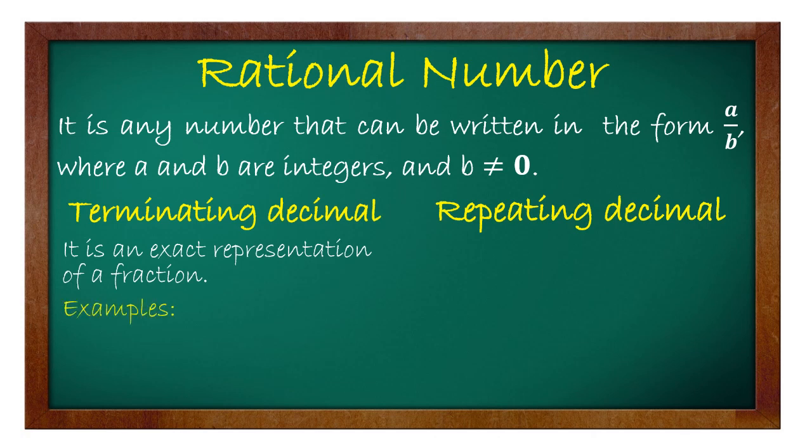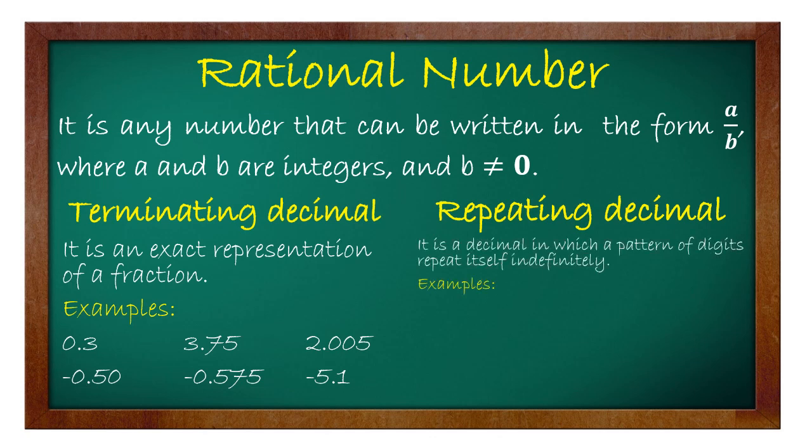So for example, meron tayong 0.3, 3.75, 2.005, negative 0.50, negative 0.575, negative 5.1. So, kung mapapansin mo yung decimal natin, eksakto, as is na decimal siya. Pero pag sinabi natin yung repeating decimal, from the word itself, repeating, ibig sabihin, meron tayo sa decimal na umuulit yung digit.